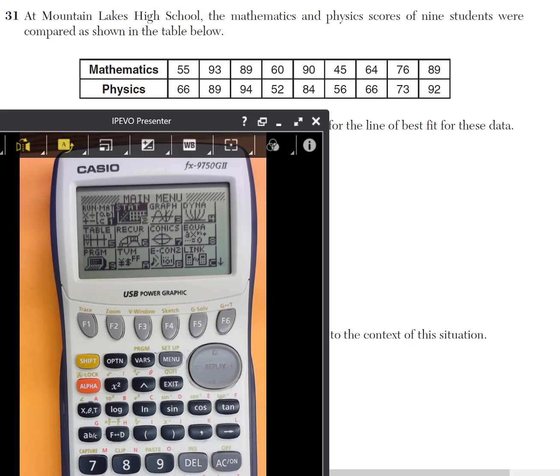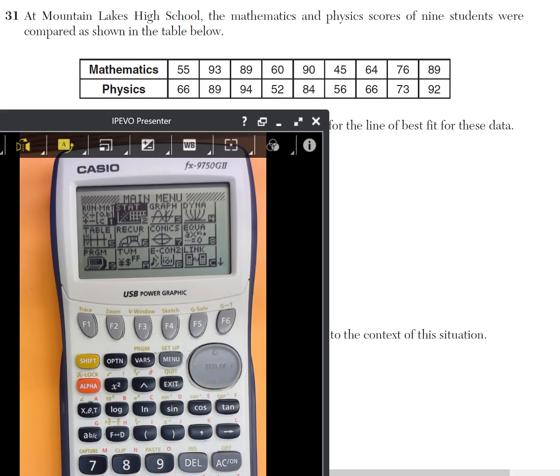We are looking at the January 2018 Part 2, question number 31. This is a statistics question, so we're going to use the stat menu from our calculator in order to find the answer. At Mountain Lake High School, the mathematics and physics scores of 9 students were compared, as shown in the table below.